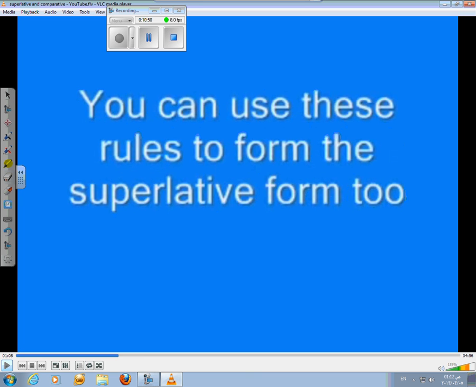ER and EST. This is the only difference between them. But all that we said just now is applied for both. We have heavy, for example. If the adjective ends in Y, I cross it out and I put IER or IEST, okay?